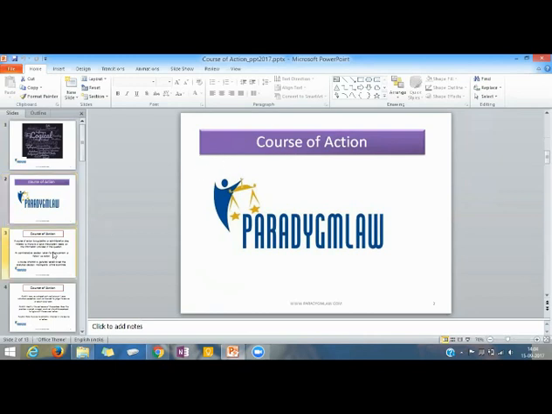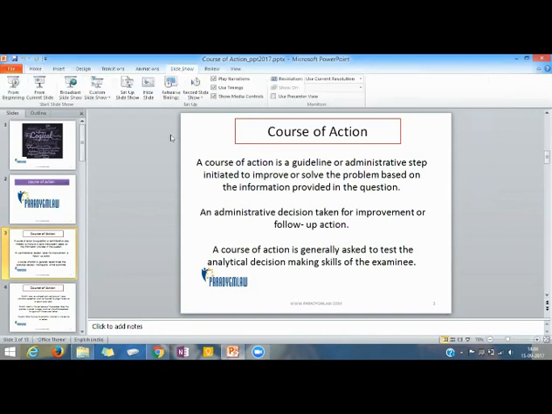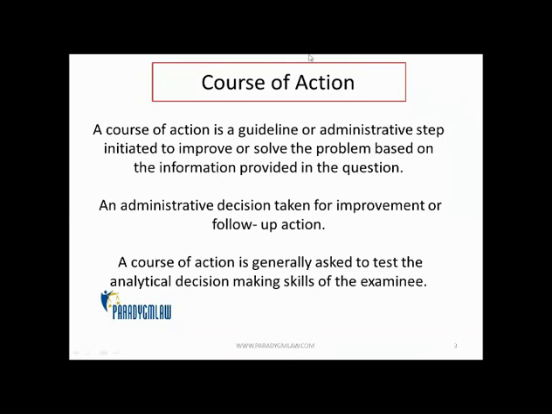So what is course of action? Basically, a very broad definition of course of action is that it's an administrative step, which also means it's a collective step. For example, if you were to see here, just give me a second. Yeah. So here we have course of action as a guideline or administrative step, which is initiated to improve or solve the problem based on the information provided in the question.